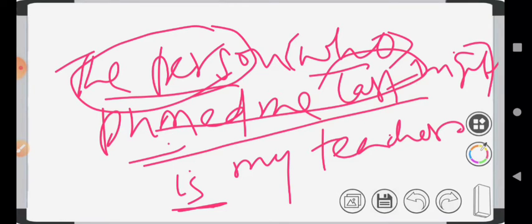That's why it is the restrictive clause, that's why the defining clause. It gives essential, important information about the person, a common noun. Without this relative clause, we don't know who the person is who phoned me last night. That's why it is more important, my dear students, we should understand.